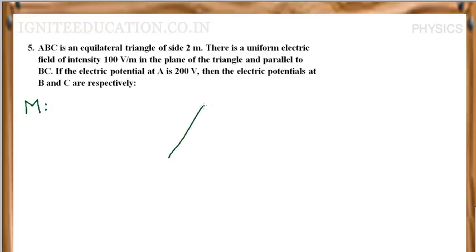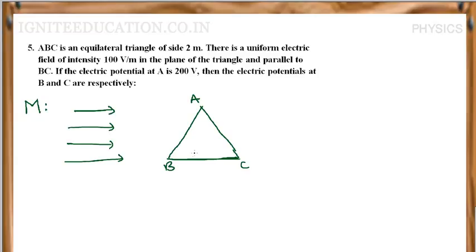there is an equilateral triangle like this named as ABC. Now in the direction of BC, a parallel field or uniform field is flowing. So the potential at A is given, we need to find out potential at B and C. So our motto is, VB is what and VC is what. We need to find out those two values.